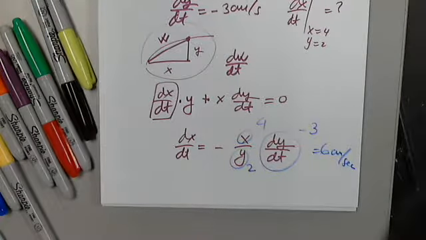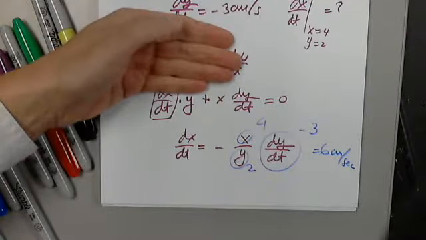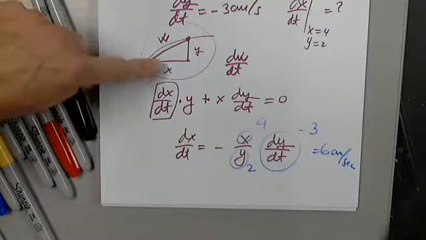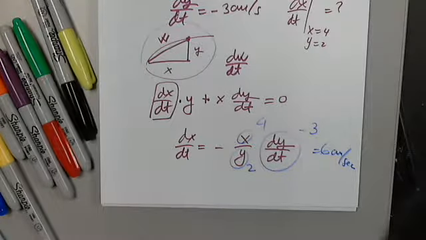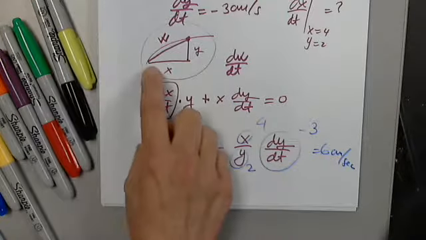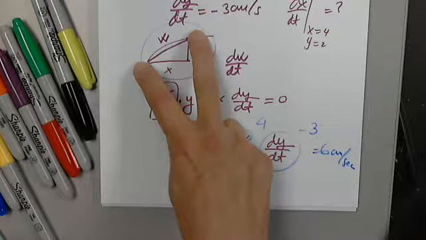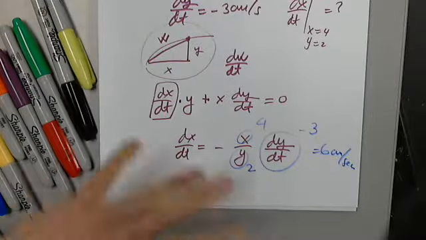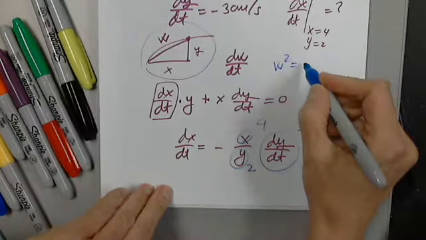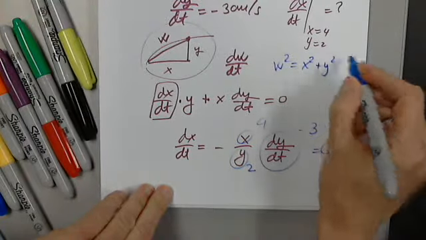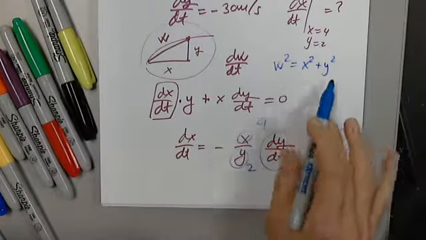Is this better? How do you use the Pythagorean theorem? This is for 22. So you have w squared equals x squared plus y squared. We had a similar example with a car going east and another going south. Same thing. So one is going north, one is going west, and w is the distance between the two of them. The same idea, and you will be using implicit differentiation from w squared equals x squared plus y squared. All three of these are functions of time.